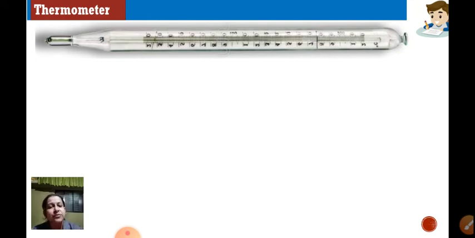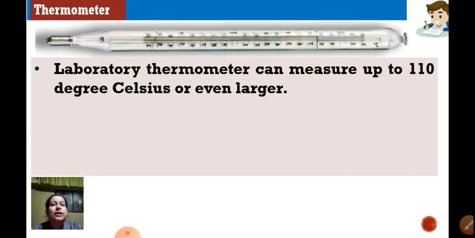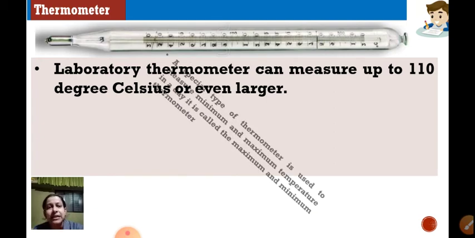So Fahrenheit we are using in the case of the clinical thermometer, whereas for the laboratory thermometer we mostly say degree Celsius, right? And it can measure up to 110 degrees Celsius, even more than that. Okay, so the laboratory thermometer can measure up to 110 degrees Celsius or even larger.